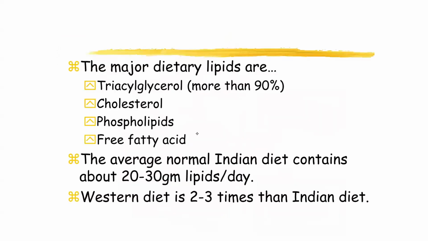So now let's look closely at how these lipids are digested. The major dietary lipid we take is triacylglycerol, which is more than 90% of the lipid that we take. And we have cholesterol, phospholipids, and free fatty acids. These are the major dietary lipids. The average normal Indian diet contains 20 to 30 grams of lipid per day, but the Western diet is usually 2 to 3 times that of the Indian diet.